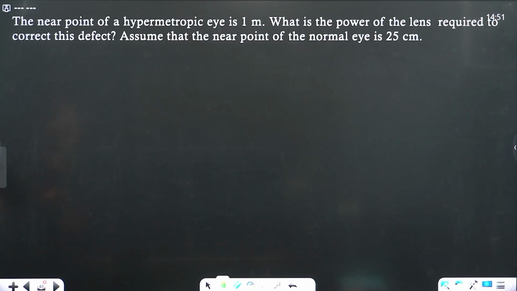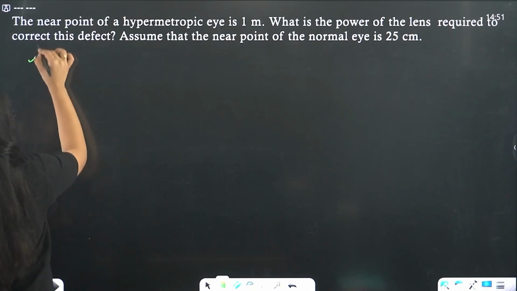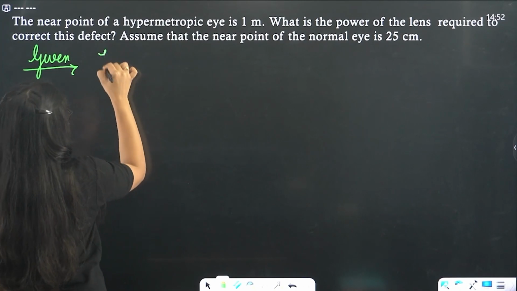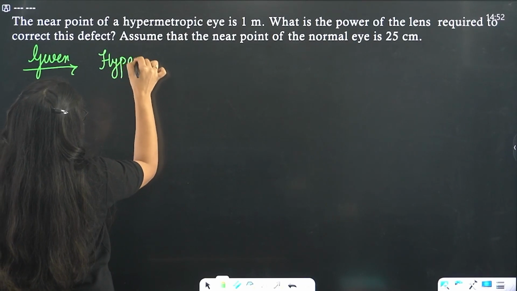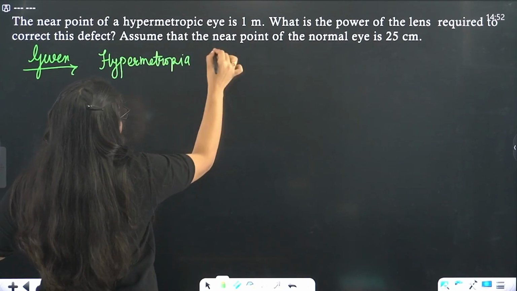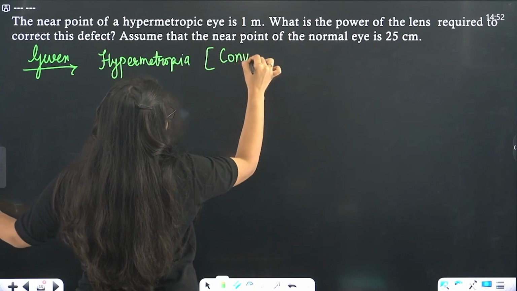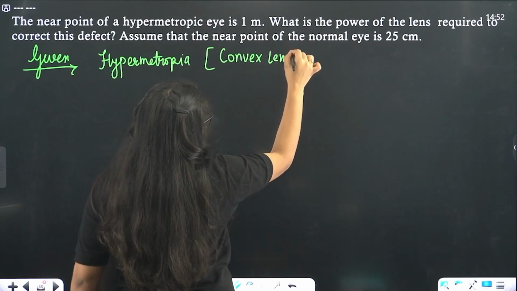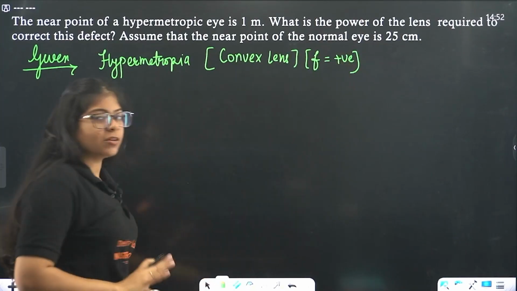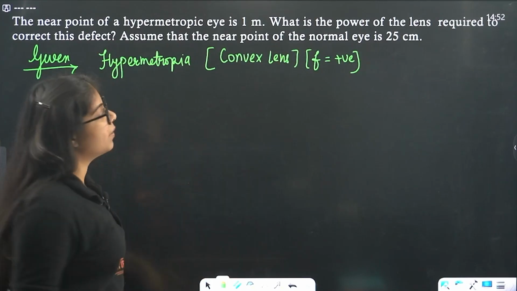The near point of a hypermetropic eye is 1 meter. See, 2-3 things are given here. Let's write it down. First, hypermetropia. Hypermetropia is corrected by which lens? Convex lens. Convex lens has focal length what? Positive. These are the information we know. We have written it down. Done?